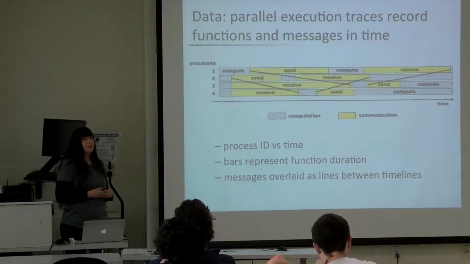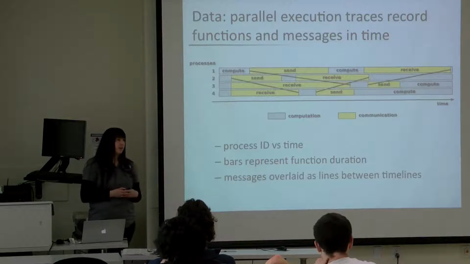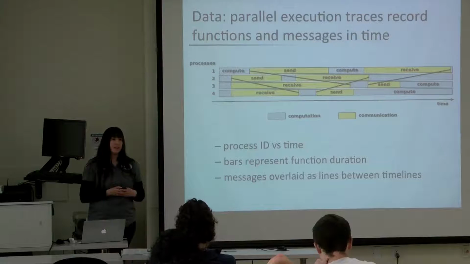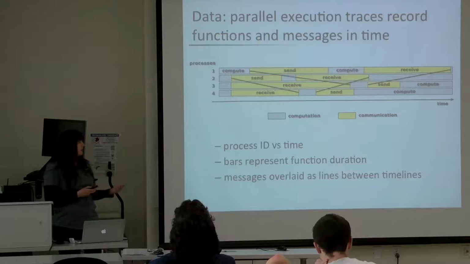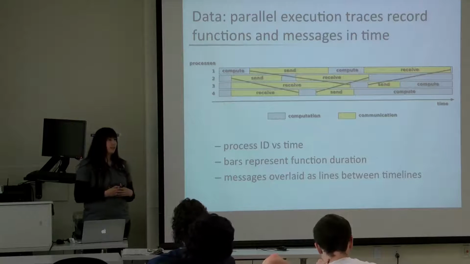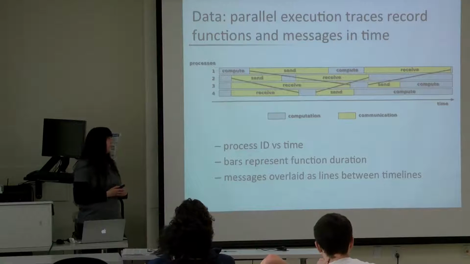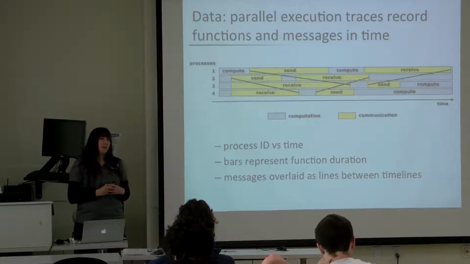This is commonly known as a Gantt chart. You might have seen it in your software engineering class. This is frequently used for project management, frequently used for industrial scheduling. It's about 100 years old. And with traces, it's been used for many, many decades. It's fairly intuitive. It uses the space well. So this is the standard way to visualize it.